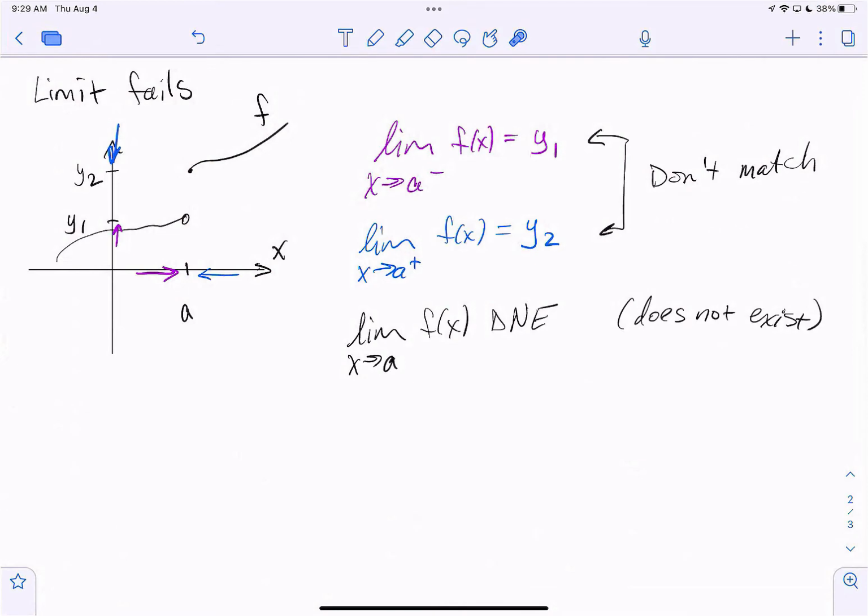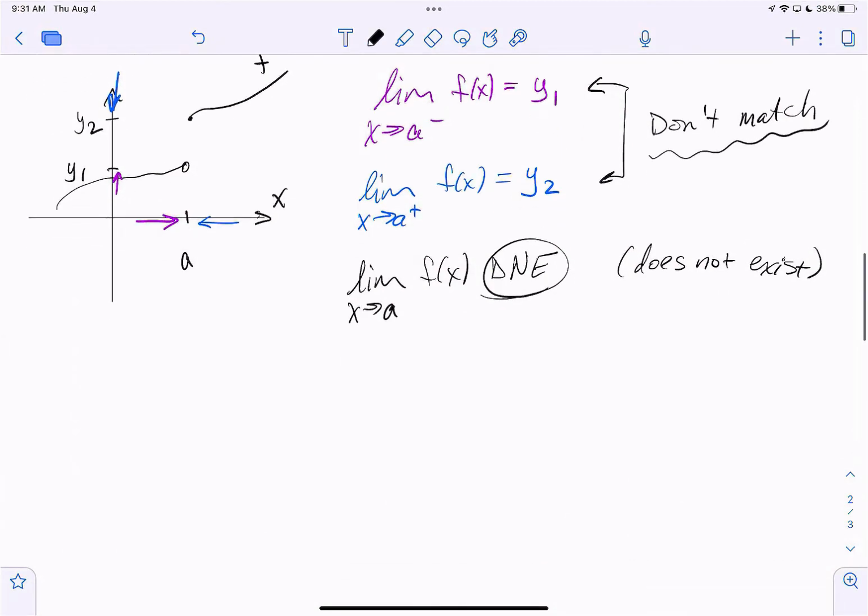For me to say that the function is trying to be a particular number, it's got to be trying to be the same number both from the left and from the right of the point in question. And we don't write down that it equals y1 and y2. That doesn't actually make sense mathematically, because equals is like "is," and then does not exist is like "isn't," and so you'd say the limit is, isn't. That doesn't work. So the point here is that we're just going to say that the limit does not exist.